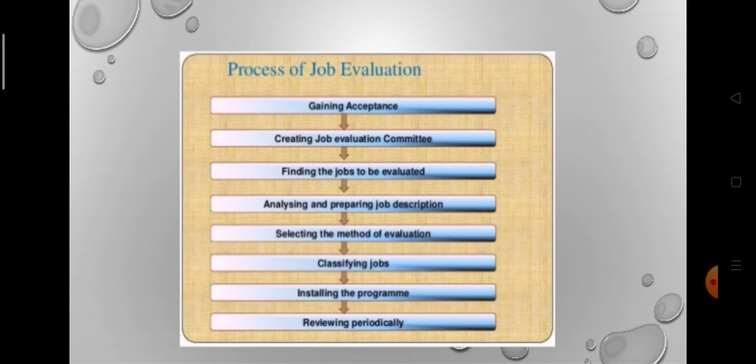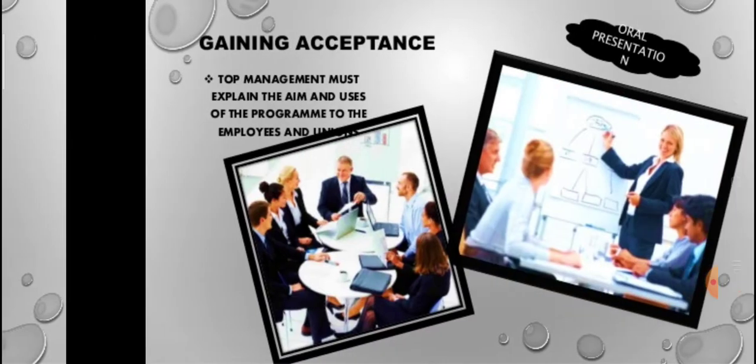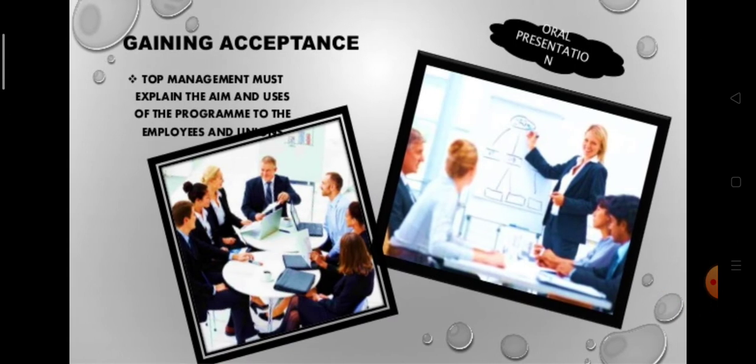Next main thing, coming to the process of job evaluation, there are different steps. So gaining acceptance, creating job evaluation committee, finding the job to be evaluated, analyzing and preparing job description, selecting the method of evaluation, classifying jobs, installing the program, reviewing periodically.